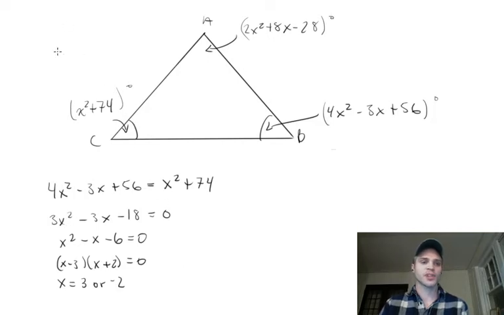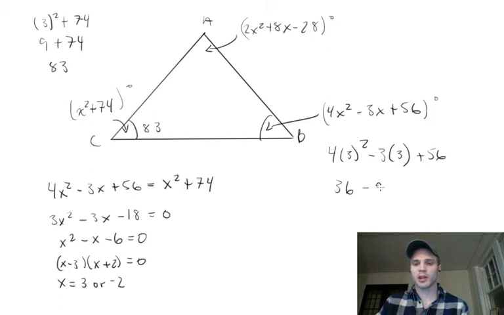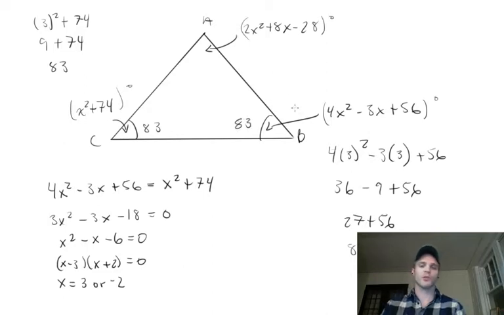Okay, so let's start with C. So angle C. We're going to plug it in for x. So 3 squared plus 74 is 9 plus 74 is 83. Okay, so this is going to be 83. And then same thing here for B. So 4 times 3 squared minus 3 times 3 plus 56. And this is going to be 4 times 9, which is 36, minus 9 plus 56, which is 27 plus 56, which is 83, which is what we had. So that's perfect.